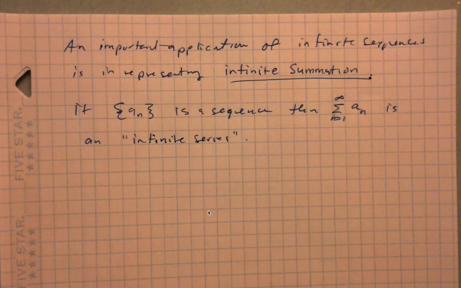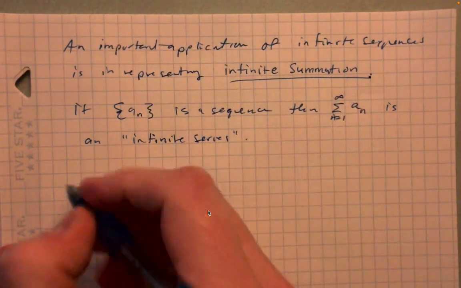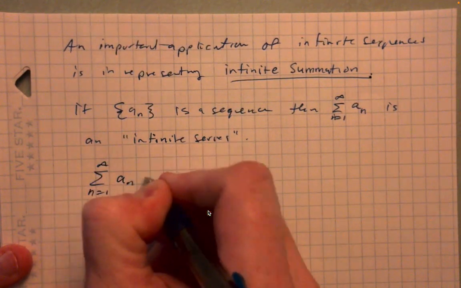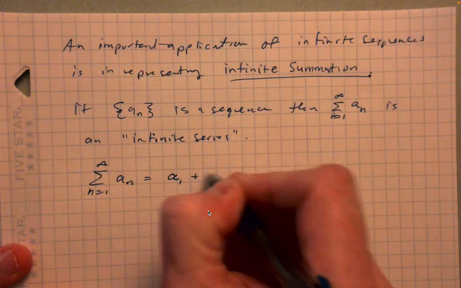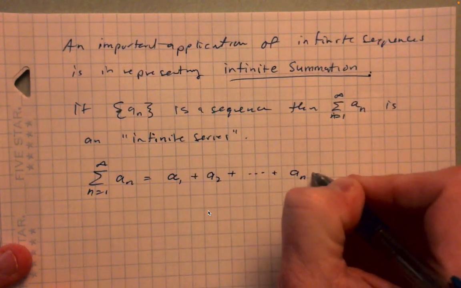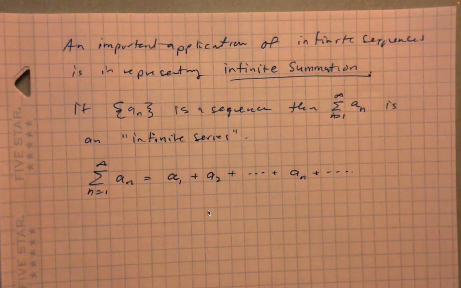Basically the idea here is, the sum from n equals 1 to infinity of A of n is equal to A of 1 plus A of 2 plus ... plus, of course, A of n is in there, plus ... all the way up to an unending summation here.